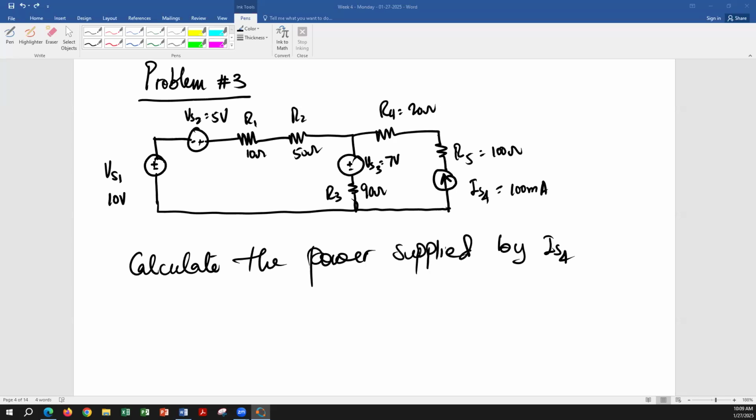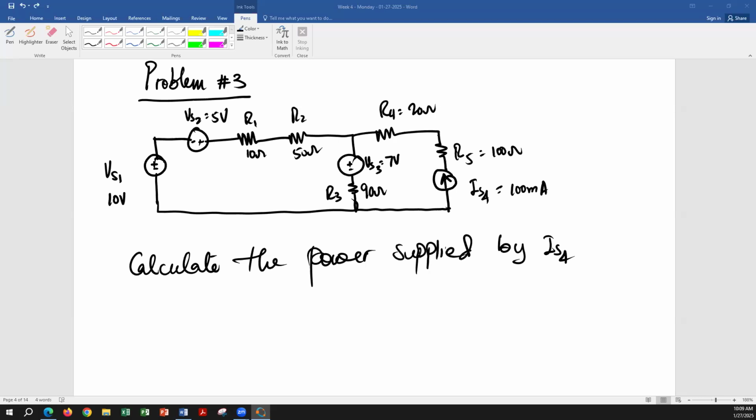All right, guys, if you copied the circuit, let me know what is our goal in this problem. That is to find what in order to find the power supplied by the source IS4? What exactly are we looking for? First, establish that, and then how we are going to find that.